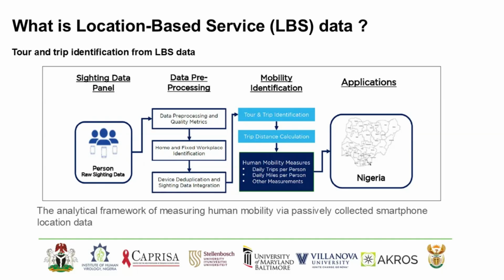From these, we can compute key mobility indicators such as daily trips per person, daily miles traveled, and other behavioral metrics. Finally, these processed measures are applied at a regional scale, as shown here for Nigeria, to help understand movement dynamics and their implications for transportation planning and public health analysis.